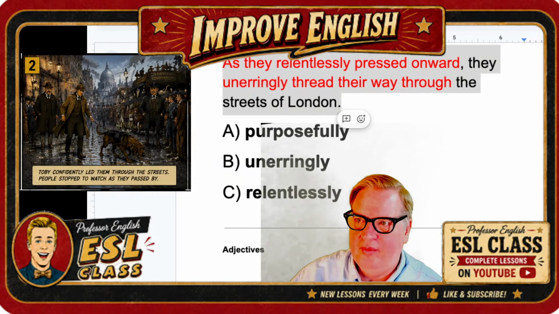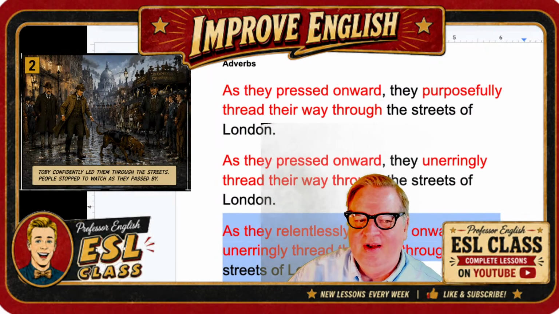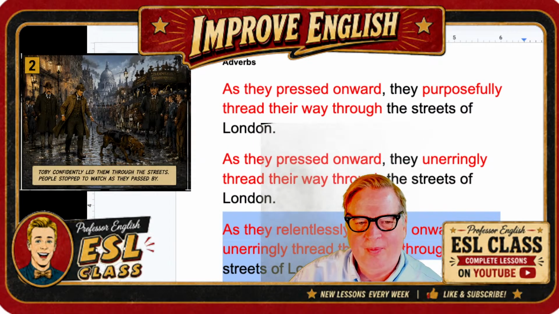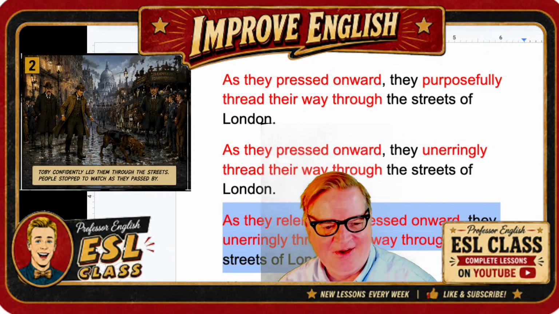As they relentlessly passed onward, they unerringly thread their way through the streets of London. Oh, wow. Okay, which one do you think we should use? Do you like relentlessly, unerringly, just unerringly, or purposefully? I guess we'll go for the last one. Okay, relentlessly unerringly.